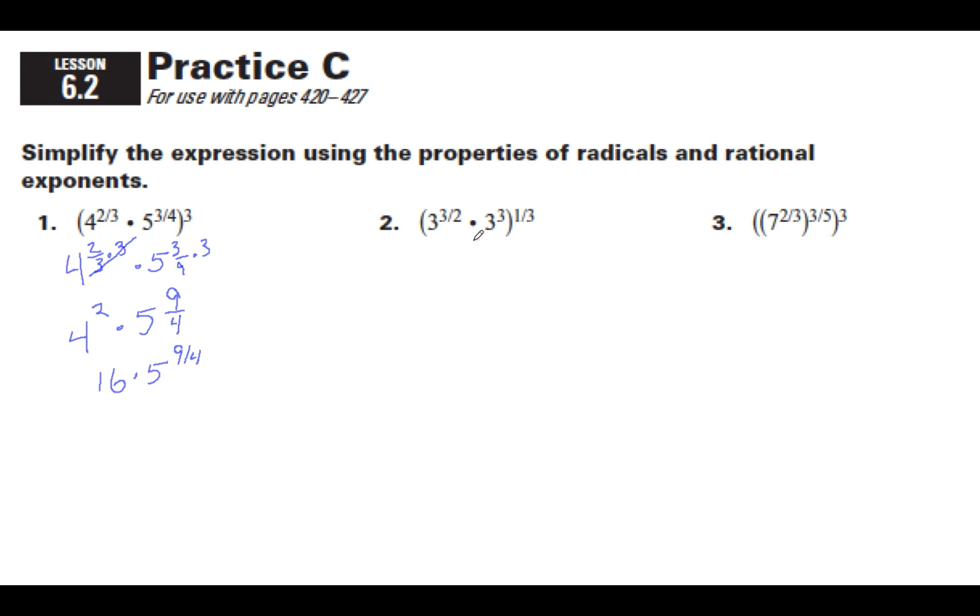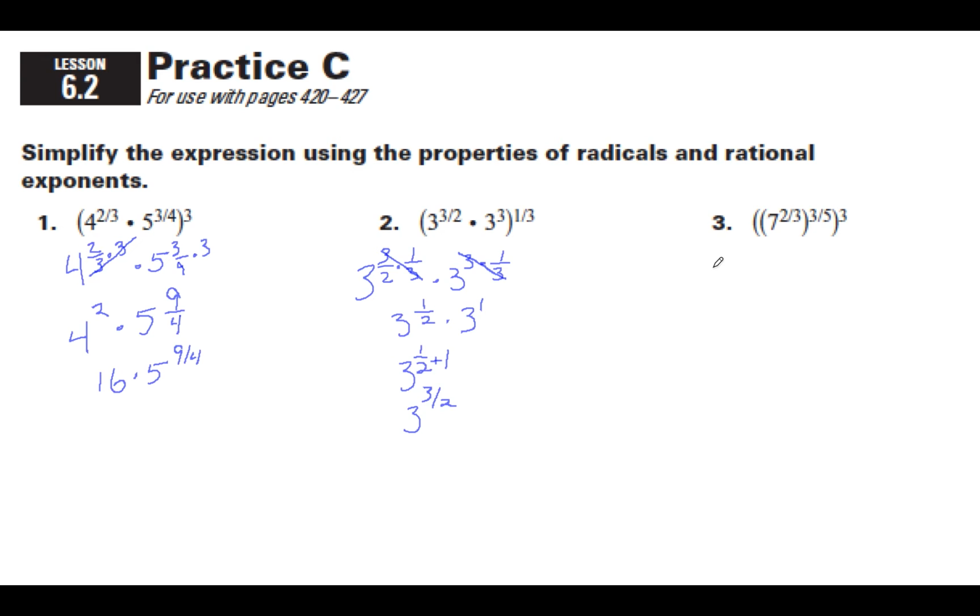All right, so we're going to bring this 1/3 power into each of these. 3 to the 3/2 power times 1/3 times 3 to the 3rd power times 1/3. These 3's are going to cancel out. These 3's are going to cancel out. This is 3 to the 1/2 power times 3 to the 1st power. So we're going to add the exponents. 1/2 plus 1, which is 3 to the 3/2 power.